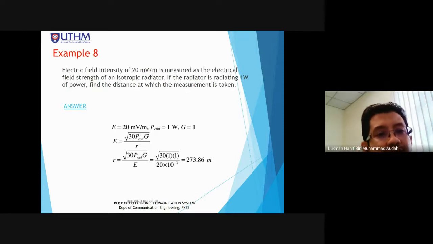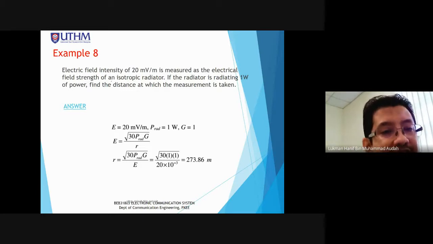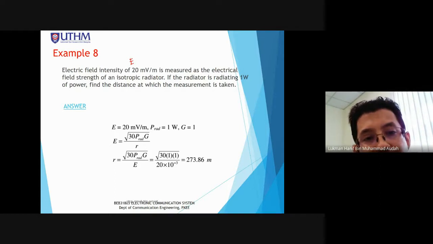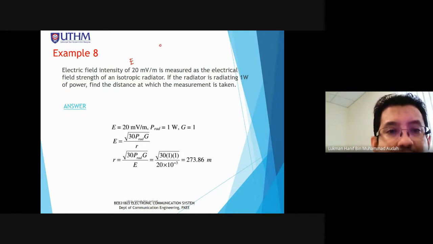Okay. The next example, example 8. Example 8, electric field intensity. The E field equal to 20 millivolt per meter is measured as the electrical field strength of an isotropic radiator. So maknanya kita ada isotropic radiator lagi. So kita lukislah. Okay, kita lukis untuk pemahaman kita sendiri.